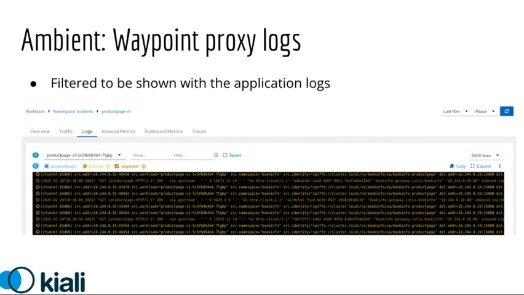So if they are in the ztunnel, if we want to look for the ztunnel related logs, we need to jump to the Istio namespace. If we want to look for the waypoint proxies, we need to know where the waypoint proxy that our application is enrolled in is deployed. So now with Kiali, we try to filter and put this information together to make it easier.